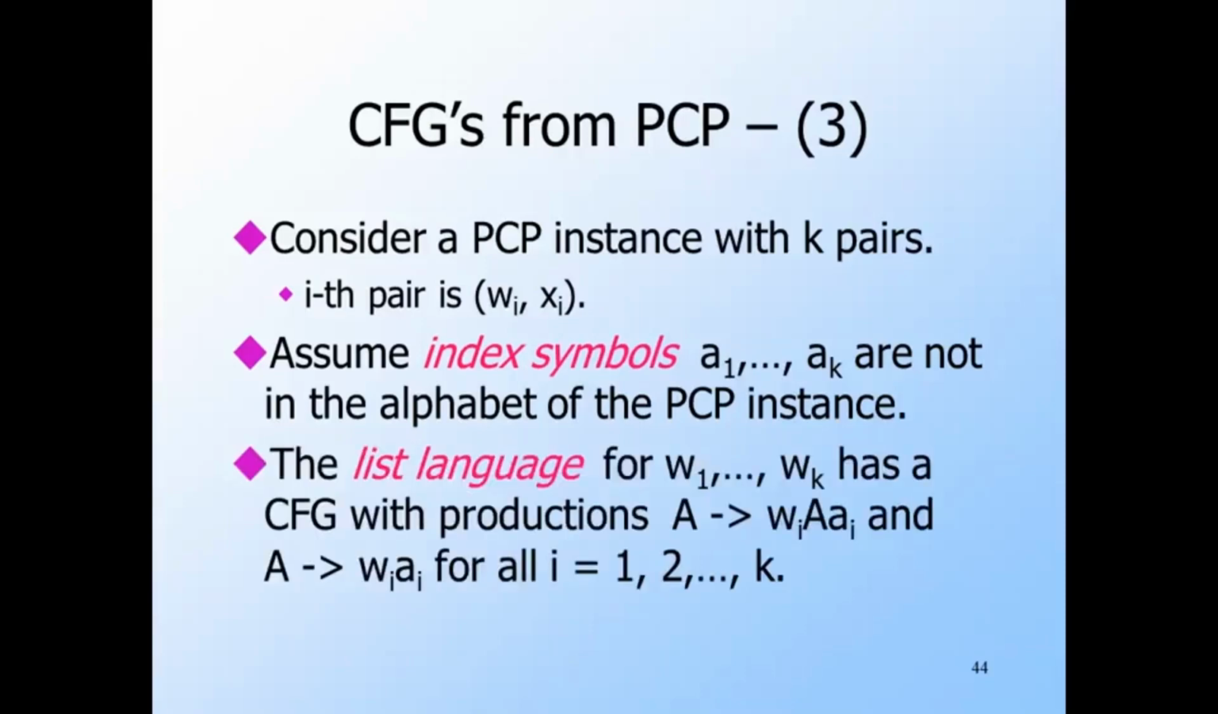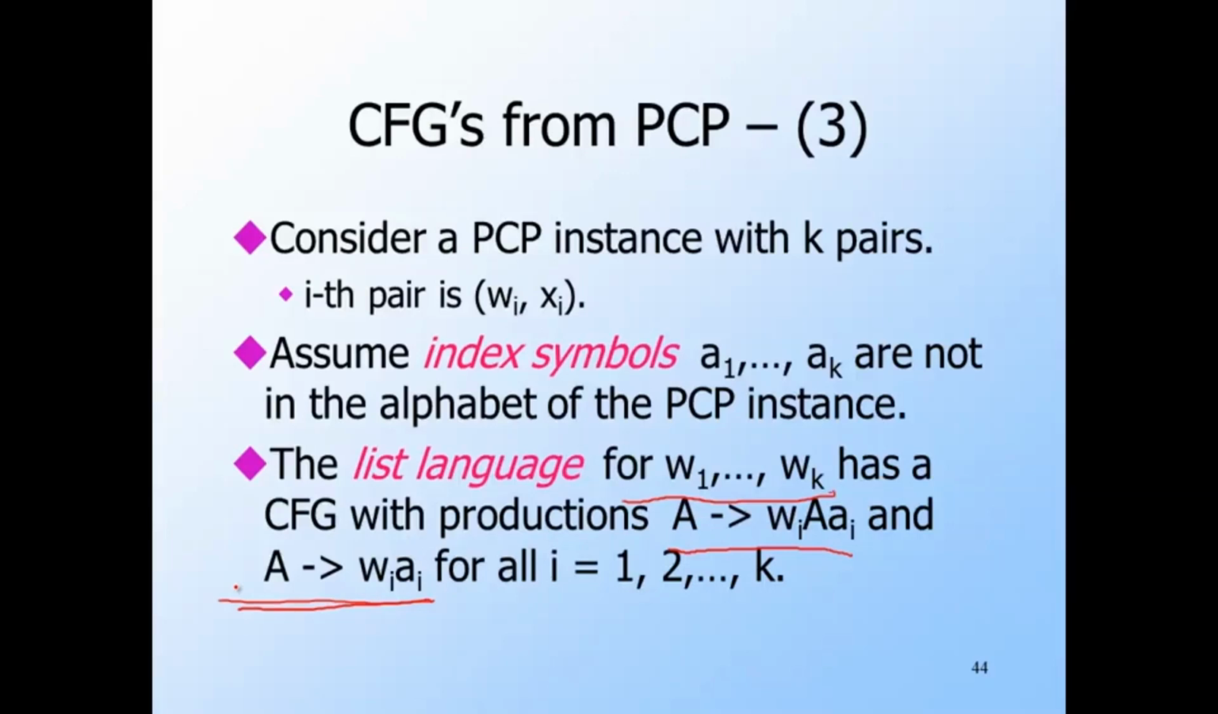The list language for the first half of each pair, the strings w1 through wk, has a context-free grammar with productions A goes to w_i A a_i. It also has the same sort of production, but with A omitted from the body. The latter kind of productions, these, are used to end the derivations. All the strings in this language are some sequence of the w_i's with repetitions allowed and in any order, with the corresponding index symbols following, but in reverse.